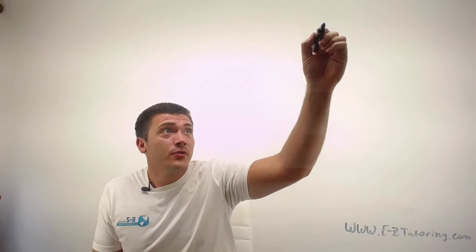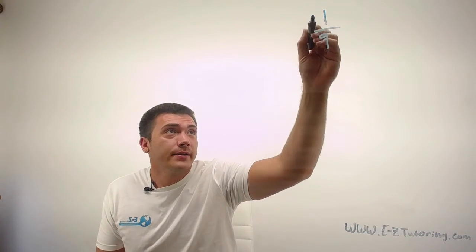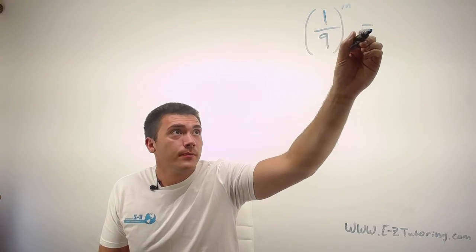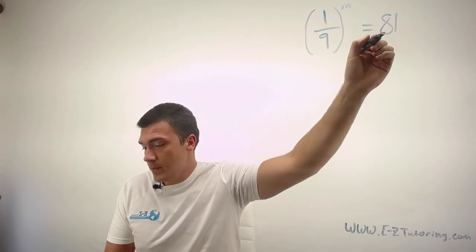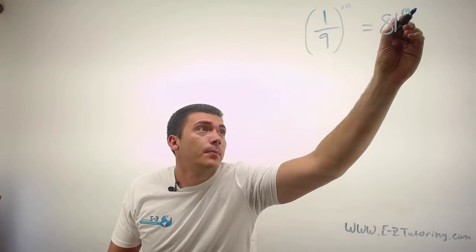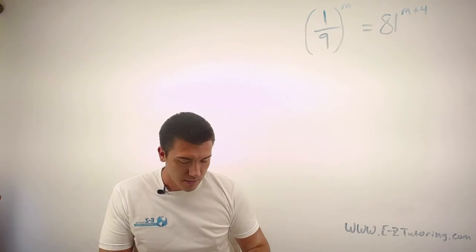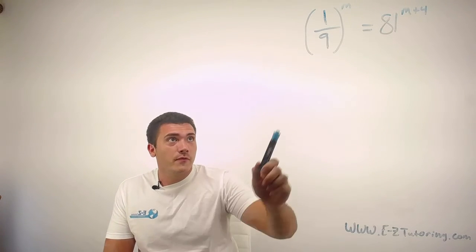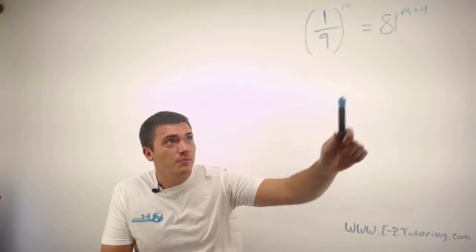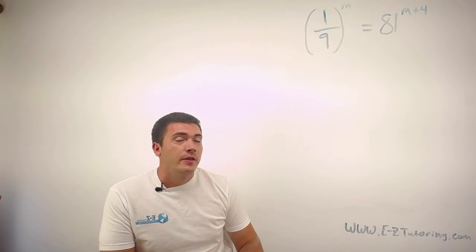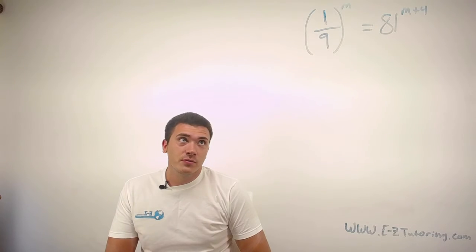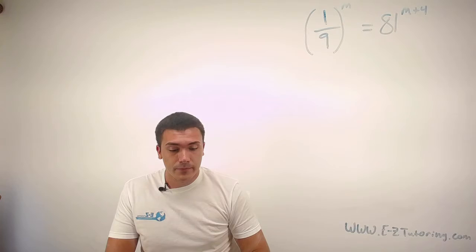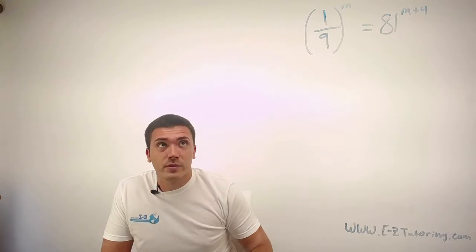Okay, so now suppose that we have 1/9 to the power of m equals 81 to the power of m plus 4. So this is a lot different, huh? A lot different than the last one. We have a fraction and then we have an m plus 4 on the 81. So the first thing you should do is really get rid of that fraction, because fractions are not fun to work with. Now, how do we get rid of a fraction with an exponent?